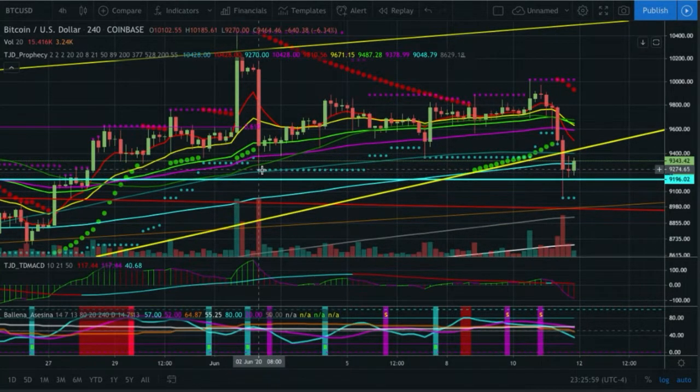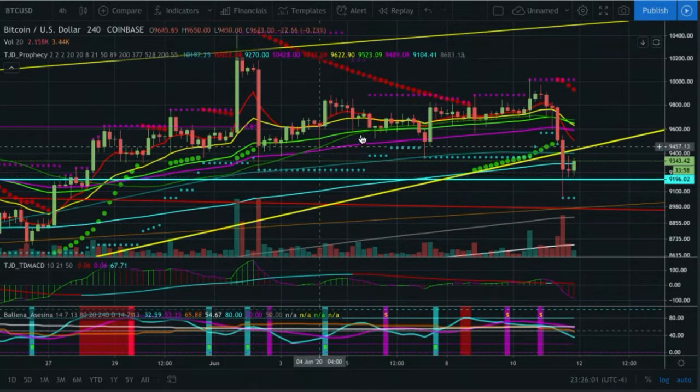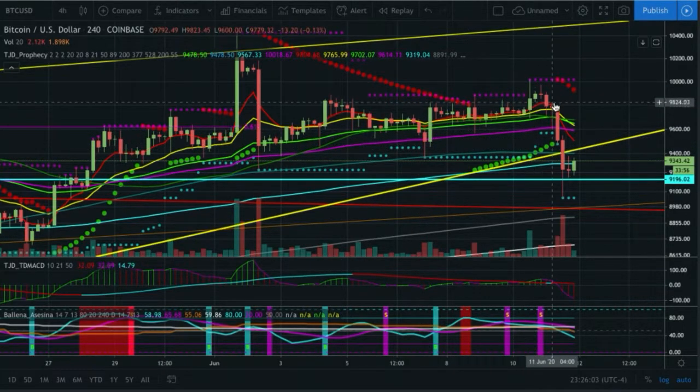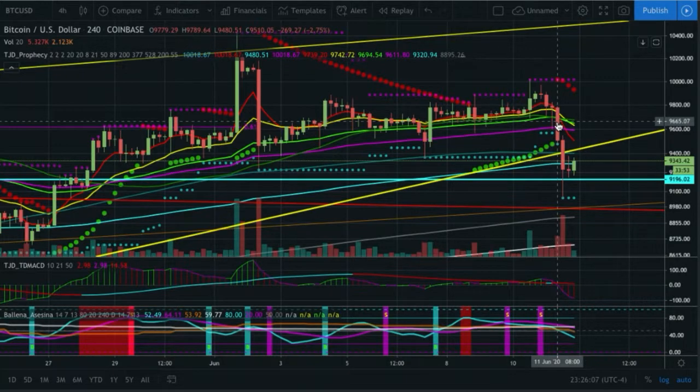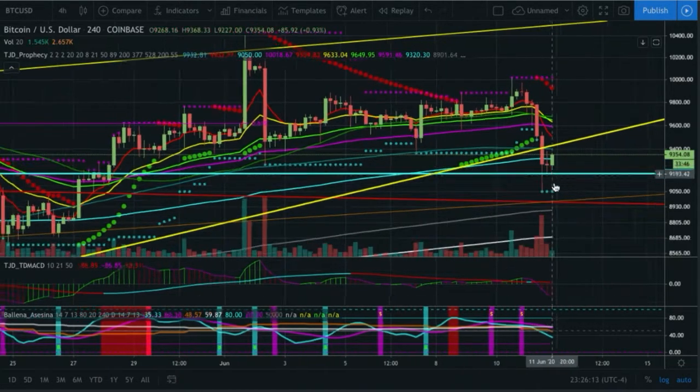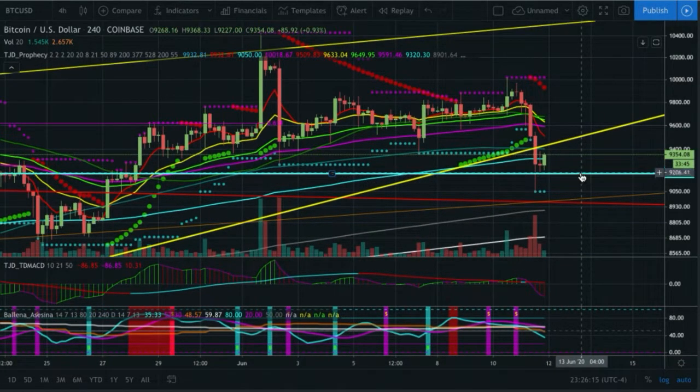We kept testing the 200 simple. We tested 200 simple, tested 200 simple. I told you we're coming down here to the 200 exponential. And I believe I said something to the effect of we're going to come down to it, and when we do, it's going to be violent and we're going to blow right through it. And I was expecting that we would come down to that 9,200.